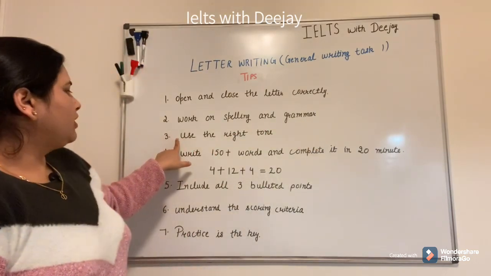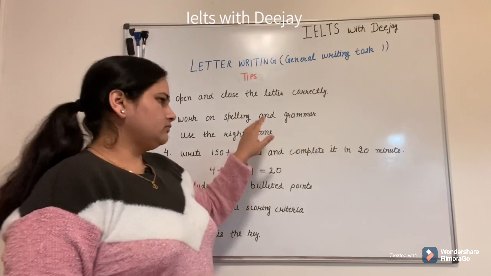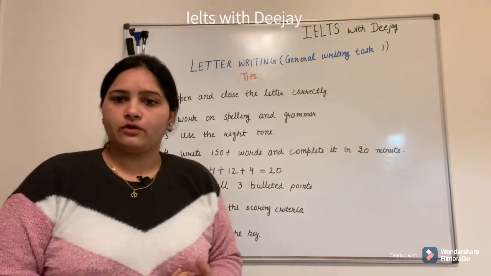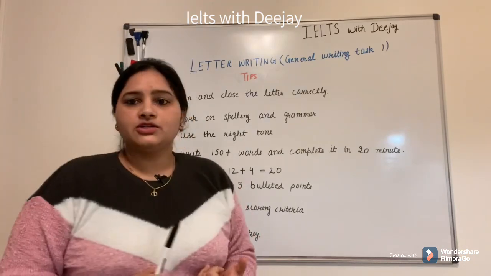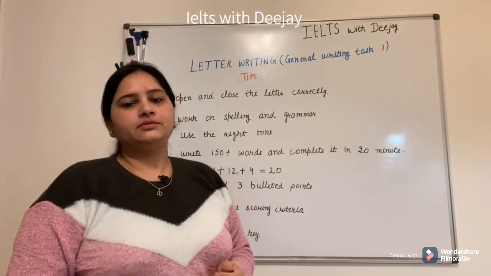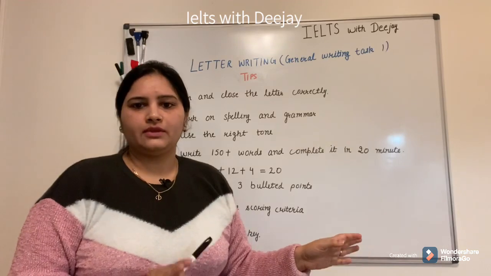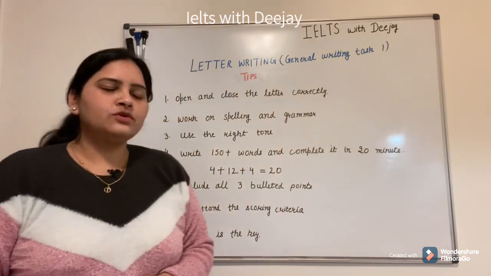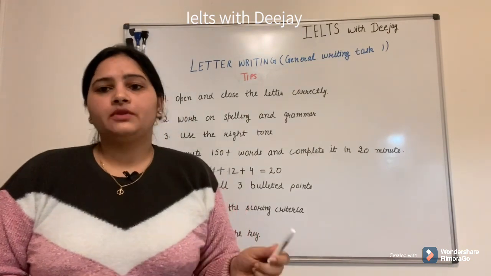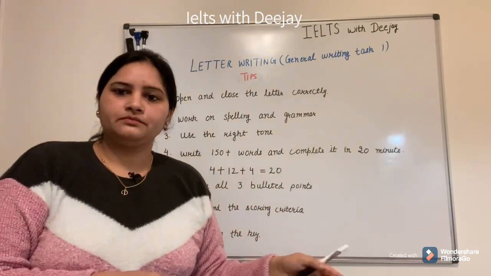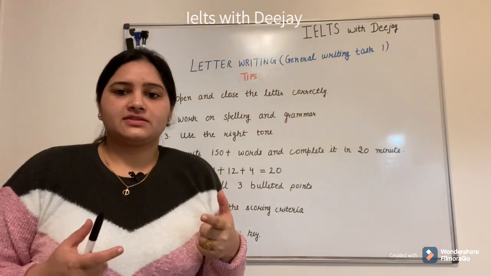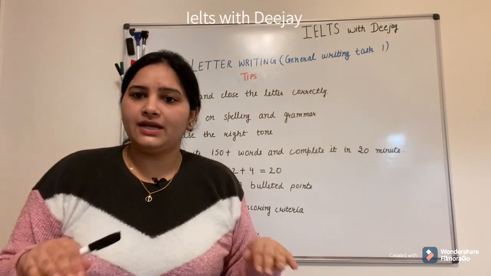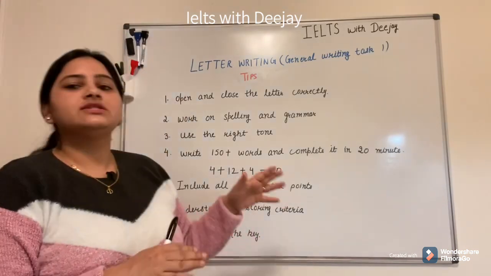Then we have to use the right tone. If we are writing to someone we do not know, we have to use the formal tone. And if you're writing to a friend or a family member, the tone has to be informal. But there is one more thing. If we are complaining about someone, a mistake has been made, but we cannot be aggressive. In that situation also, we have to keep a very mild and calm tone. This is what is checked.